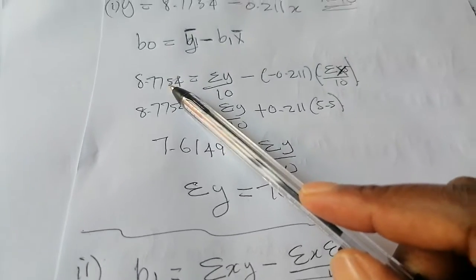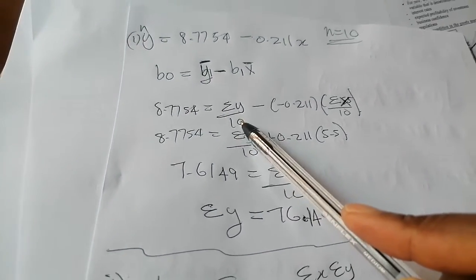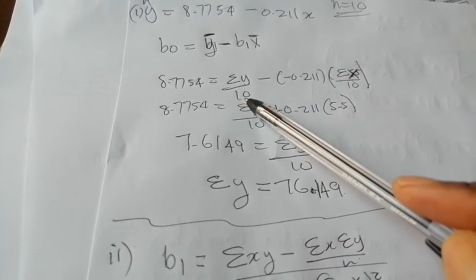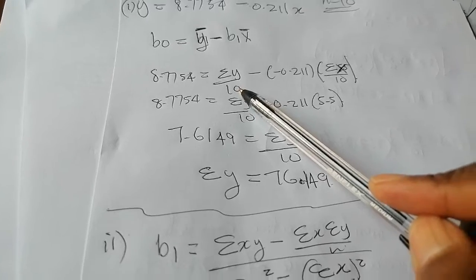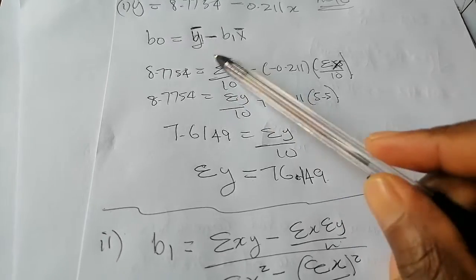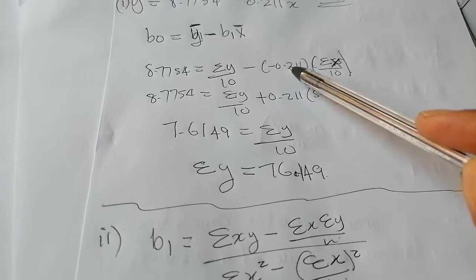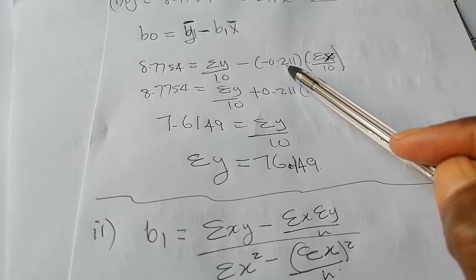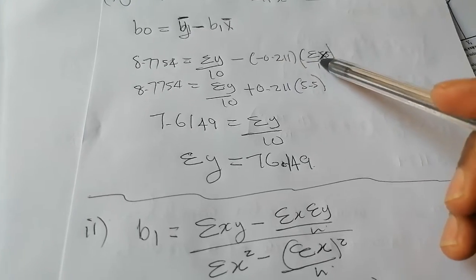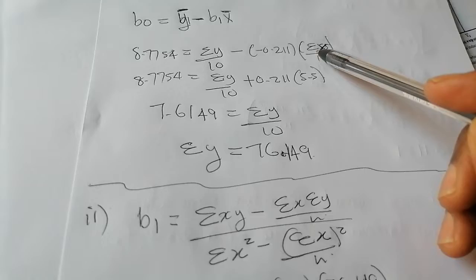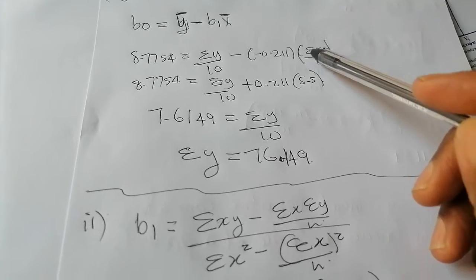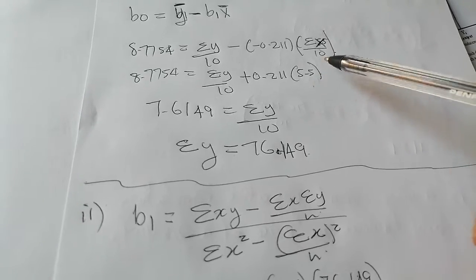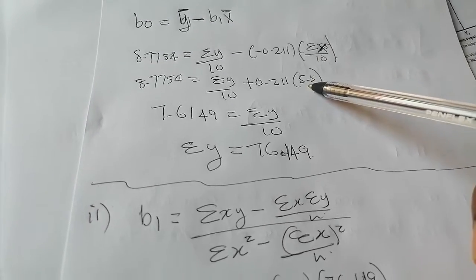8.754 and our n is 10, because to find the y bar we're going to the sum of y divided by the frequency, which in this case is 10, minus, remember this negative is the negative of the equation, and this is our gradient, which is negative 0.211, or our b1. Then this is how we find the mean. So we say the sum divided by the frequency. In this case, we're given that the sum is 55. So 55 divided by 10 will give you 5.5.